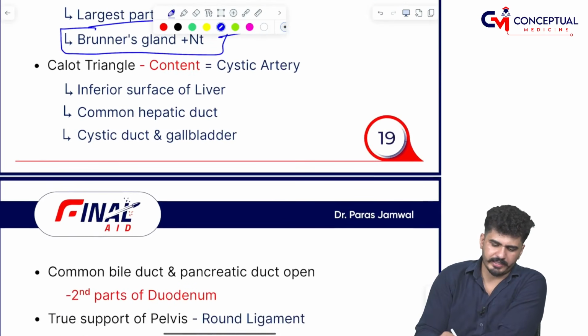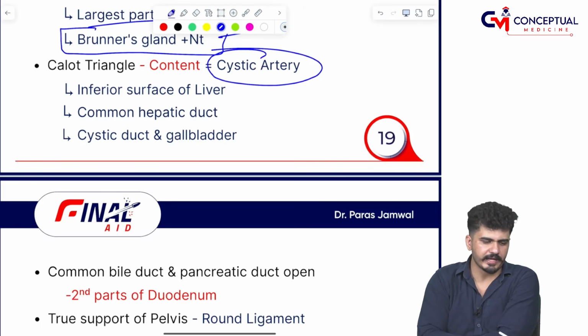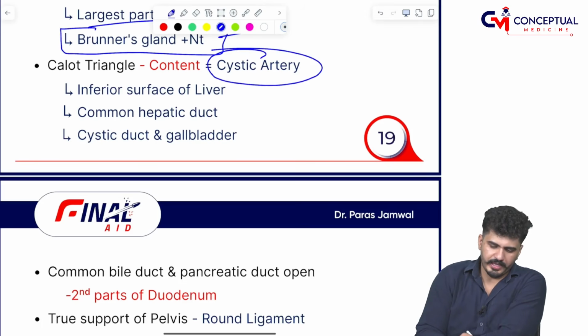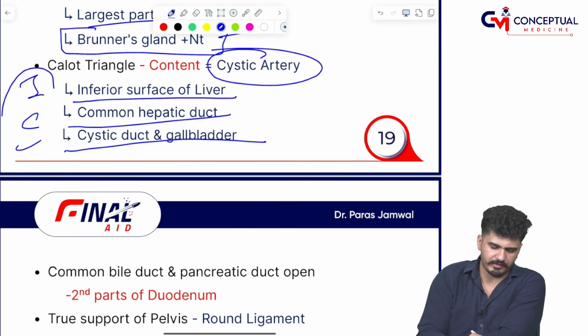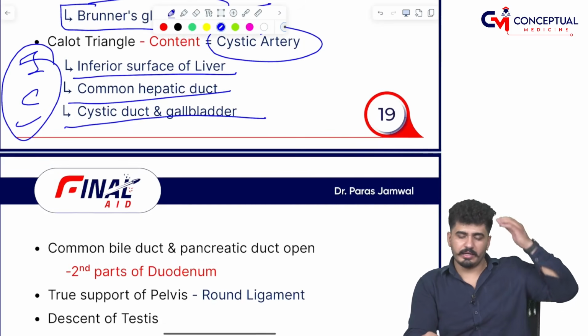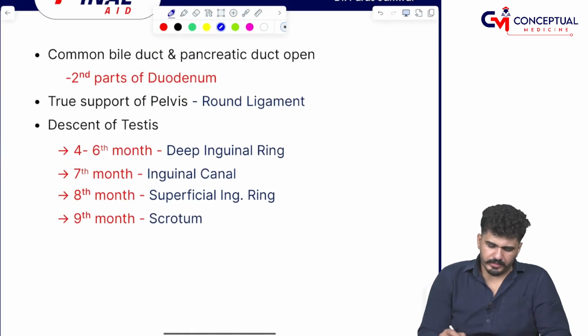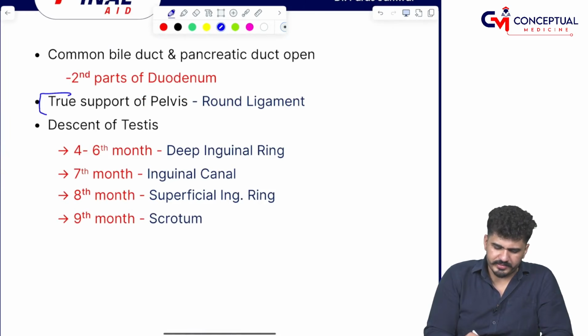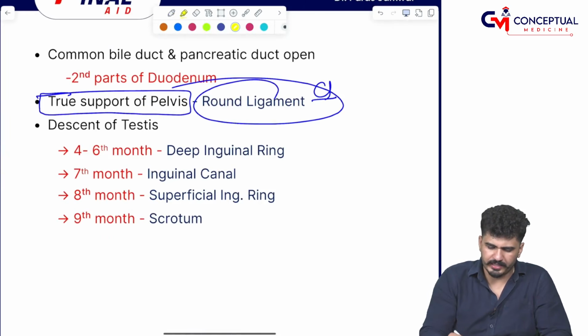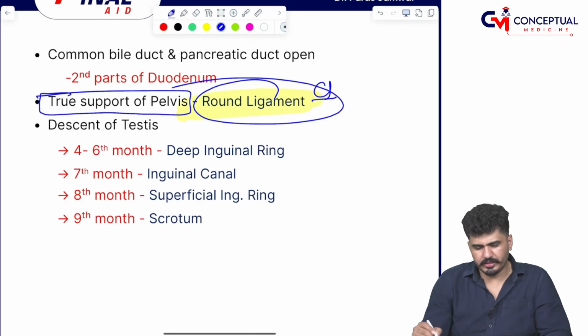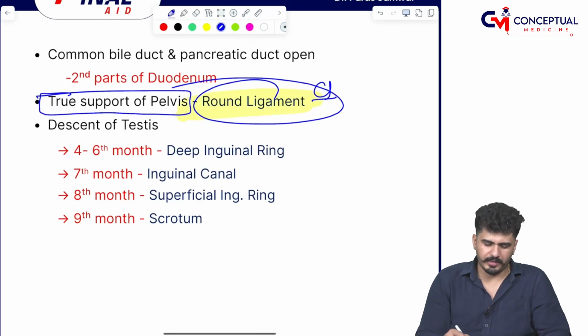Calot's triangle. Content is the cystic artery. Again, an important question from surgery. The inferior surface of the liver, common hepatic duct, cystic duct and gallbladder. You have to remember these as the contents of Calot's triangle. Now remember the true support of the pelvis. This is the question, and this is your round ligament. Again asked in the exam, covering both gynae and the anatomy part.